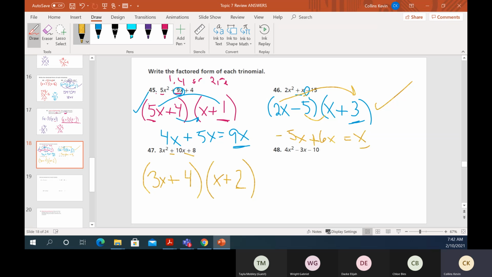And again, just do a quick check. So, all right, I got 4 times x, that's 4x. And here I got 3 times 2, that's 6. Bring the x along. And it ends up to 10. Yep, we're good.